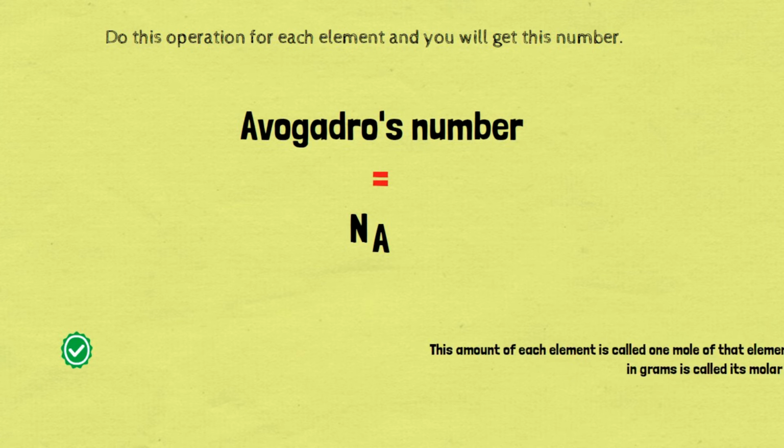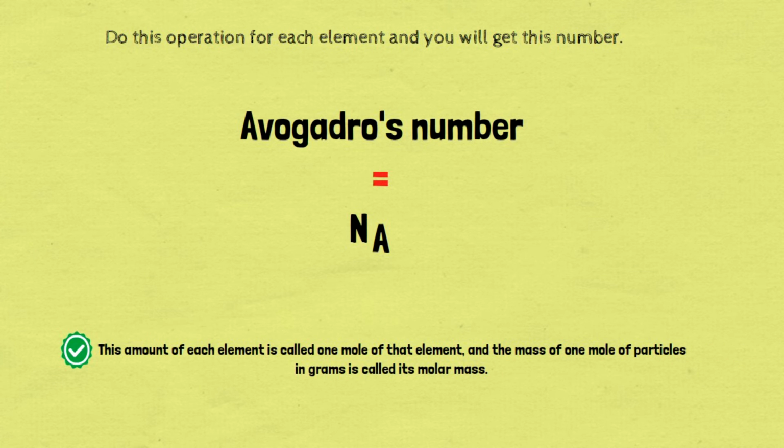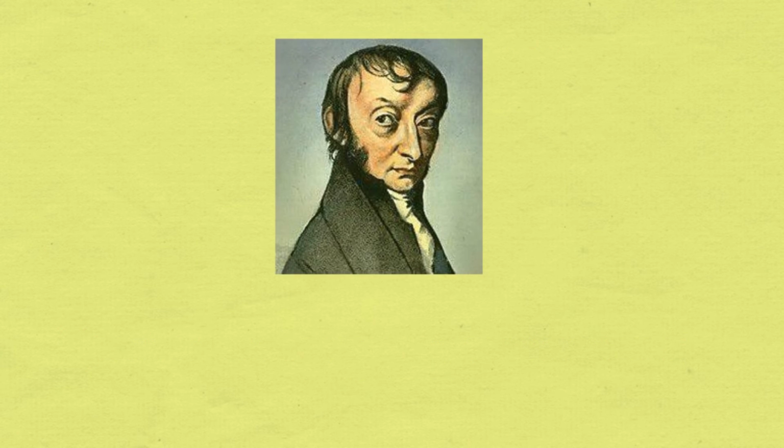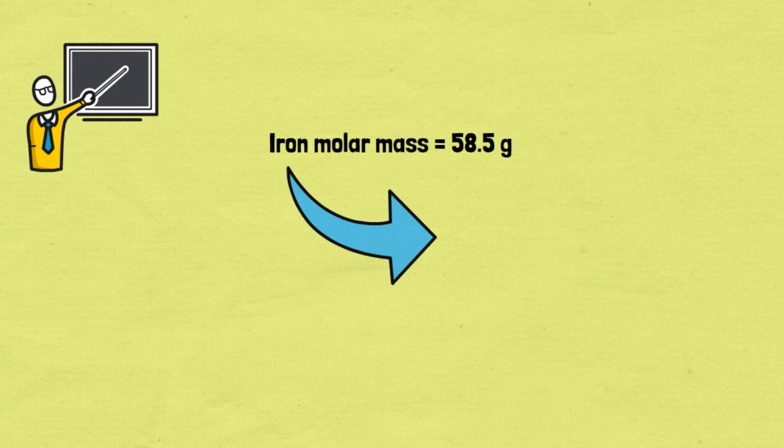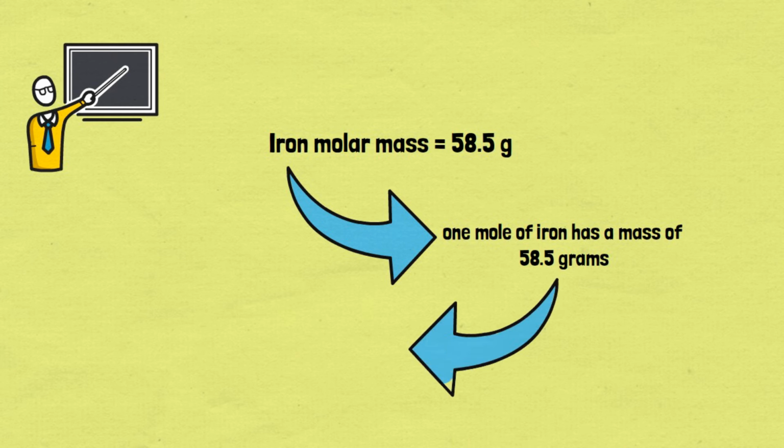This amount of each element is called 1 mole of that element, and the mass of 1 mole of particles in grams is called its molar mass. Amedeo Avogadro, the famous Italian chemist, is the one in whose honor the number of particles in 1 mole of matter, Avogadro's number, is named. So, for example, the molar mass of iron is 58.5 grams. That is, 1 mole of iron has a mass of 58.5 grams. This number is the average atomic mass shown in the periodic table.